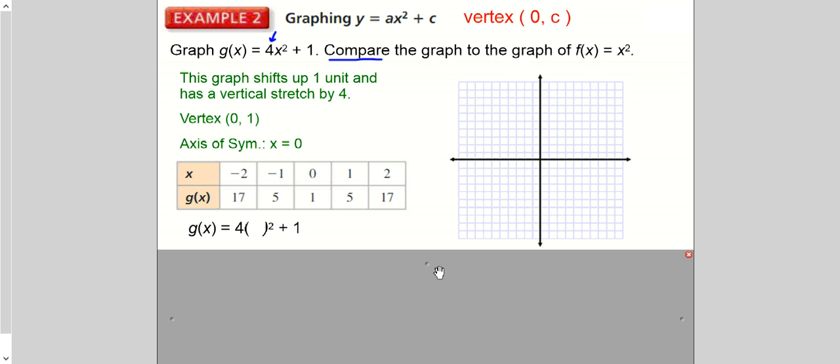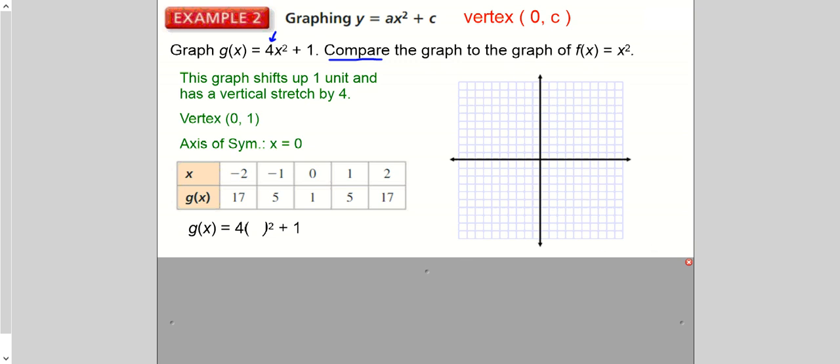So now we make our table. Our vertex is at 0, 1. This is our c value. It's at 0, c: 0, 1. Pick lots of x's, put them into the equation one at a time. Remember to do exponents, then we'll multiply, then we'll add. So negative 2 squared is 4. 4 times 4 is 16, plus 1 is 17.